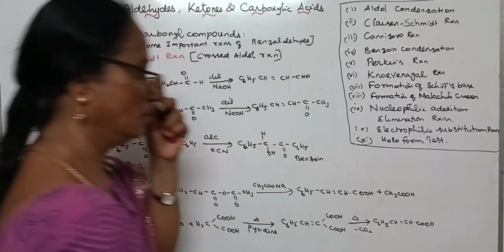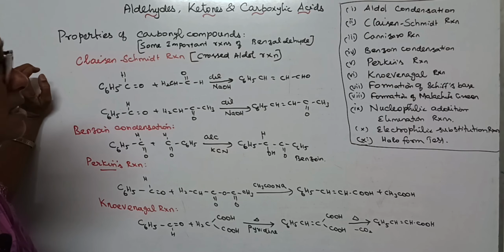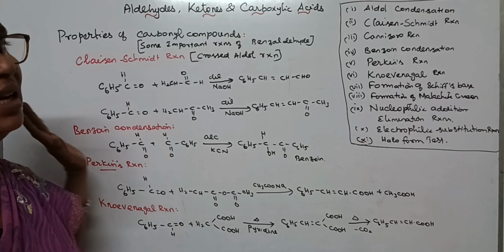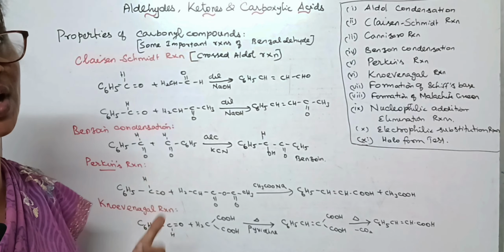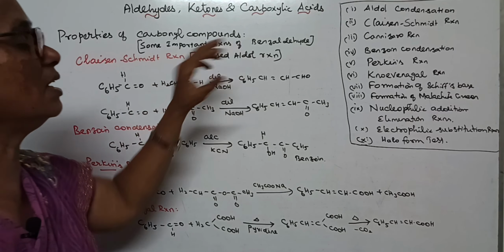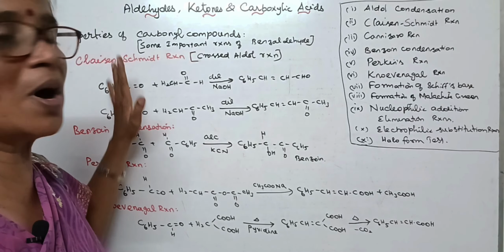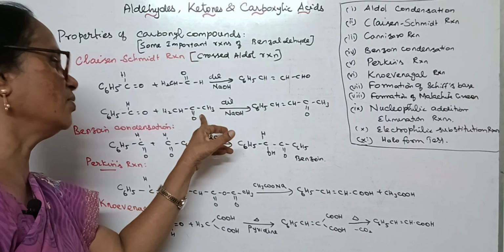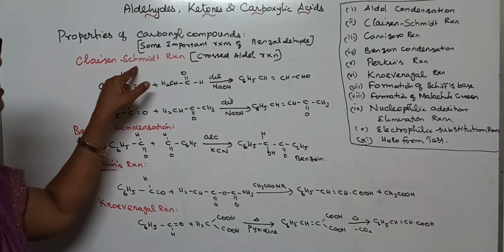Some more important reactions of benzaldehyde, let us see now. First reaction, CLAISEN-SCHMIDT reaction. This CLAISEN-SCHMIDT reaction is actually a crossed aldol reaction, in which one of the compounds will contain alpha hydrogen, the other one does not contain alpha hydrogen. We have seen the crossed aldol reaction with formaldehyde and acetaldehyde. Here, in place of formaldehyde, if you have taken benzaldehyde with either acetaldehyde or acetone, then the crossed aldol reaction is termed as CLAISEN-SCHMIDT reaction.